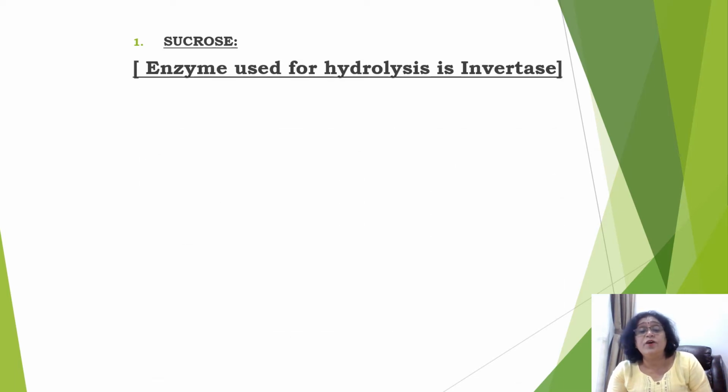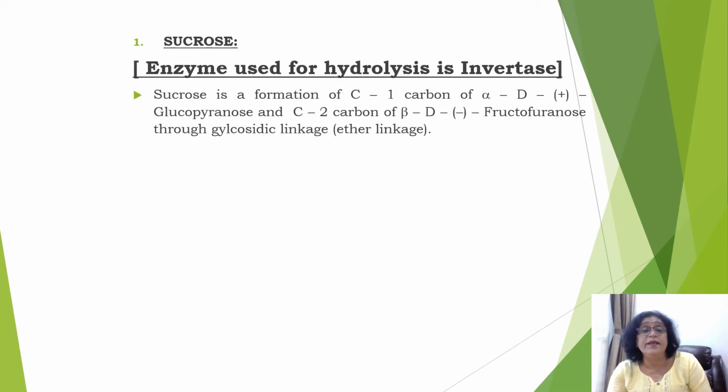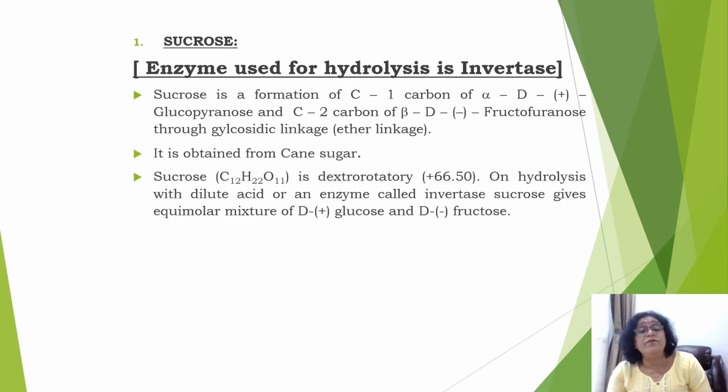The enzyme used for hydrolysis of sucrose is invertase. Just now we saw how the formation took place, and the reverse of formation is hydrolysis. In the formation, the C1 carbon of alpha D glucose interacted with the C2 carbon of beta D fructose, and the glycosidic linkage was formed. This sucrose is obtained from cane sugar. Sucrose is dextrorotatory and its optical rotation is plus 66.5.